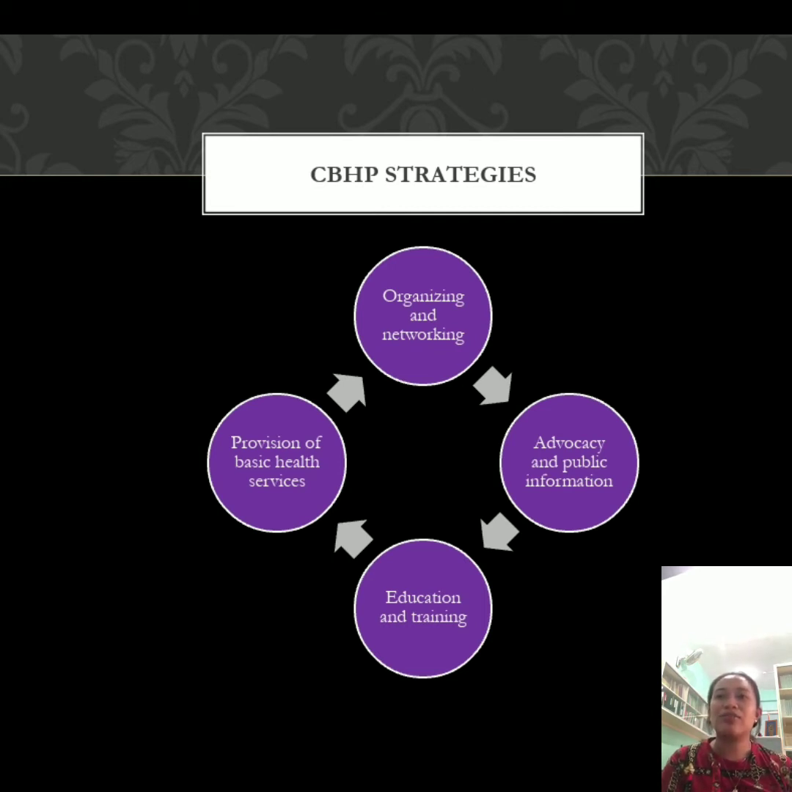Another strategy is advocacy and public information. When you advocate a specific cause, a specific policy that you recommend, that you believe is helpful to the community, then you are having this kind of strategy wherein you are advocating, you are giving the public information regarding this particular policy or program or plan, or any cause that you believe is helpful to the community.